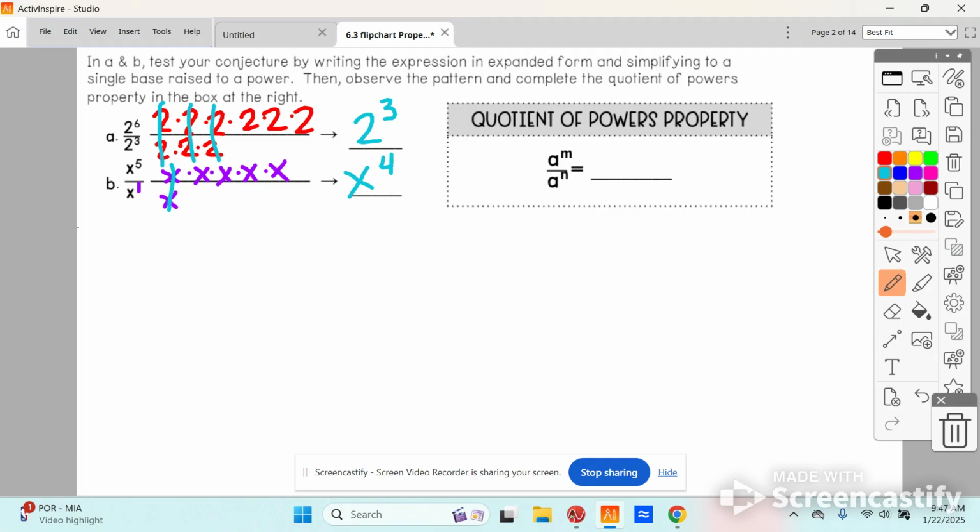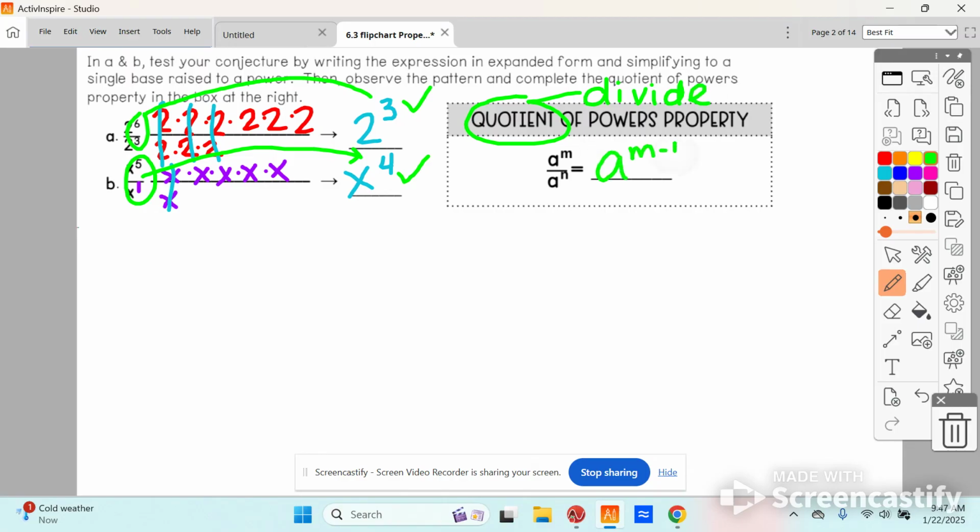Now we're testing our theory. Is 6 minus 3 equal to 3? Yes. Is 5 minus 1 equal to 4? Yes. So the quotient of powers property, remember quotient means to divide: when I'm dividing two powers with the same base, I can subtract my exponents.